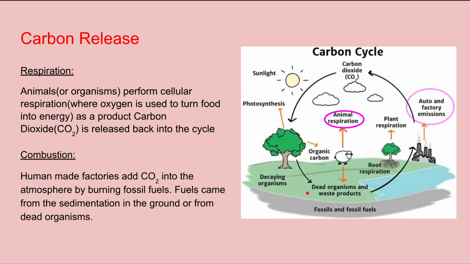And then we have combustion, which is how humans add carbon dioxide, besides breathing it out. It's how we made factories to add carbon dioxide into the atmosphere by burning fossil fuels from decomposition. As I said before, the fuels came from the sedimentation in the ground and from dead organisms. So we have arrows from the dead organisms and from the fossil fuels going into our auto and factory emissions. This is where you see these little things that bring carbon dioxide back into the cycle.